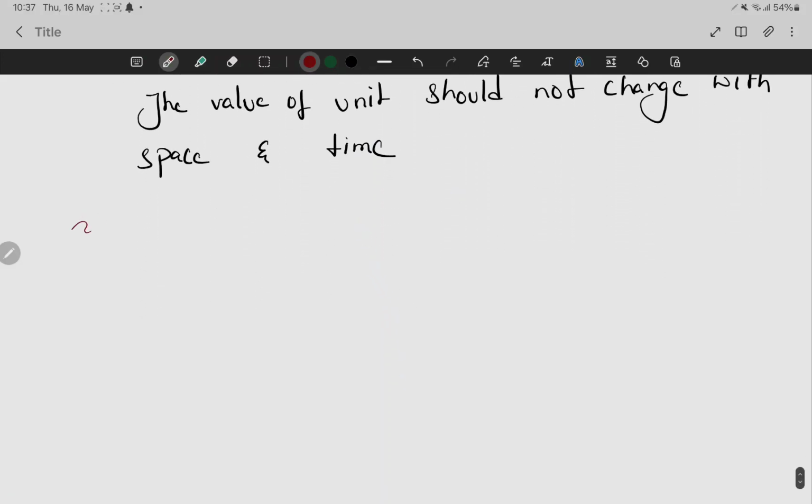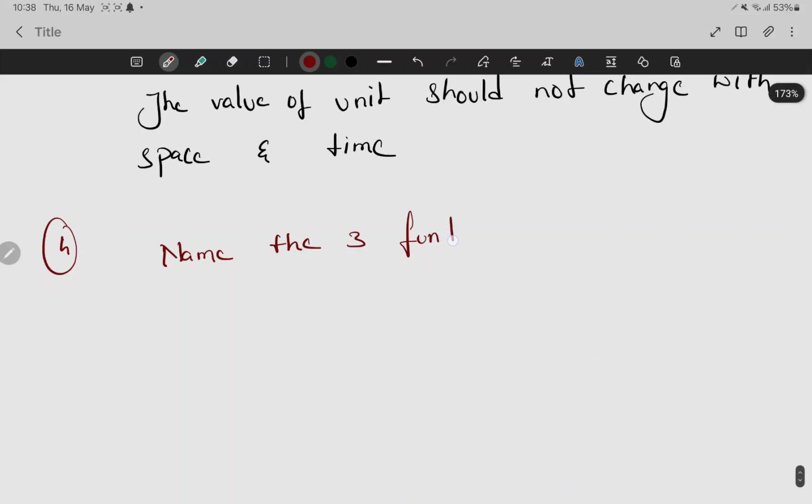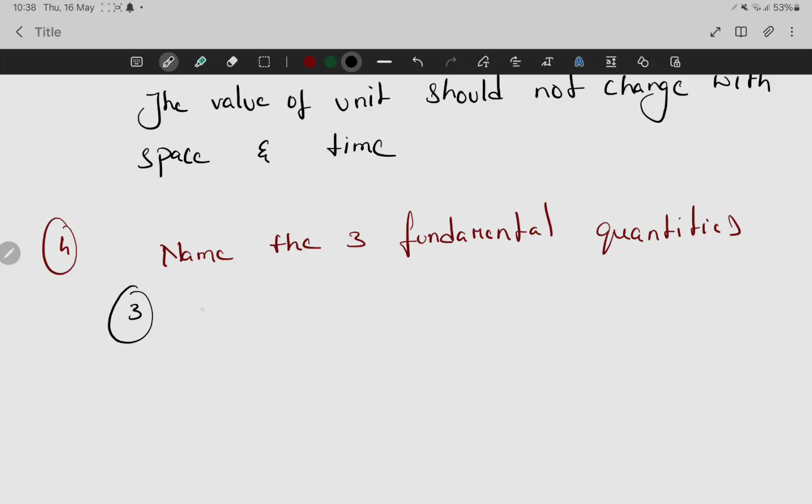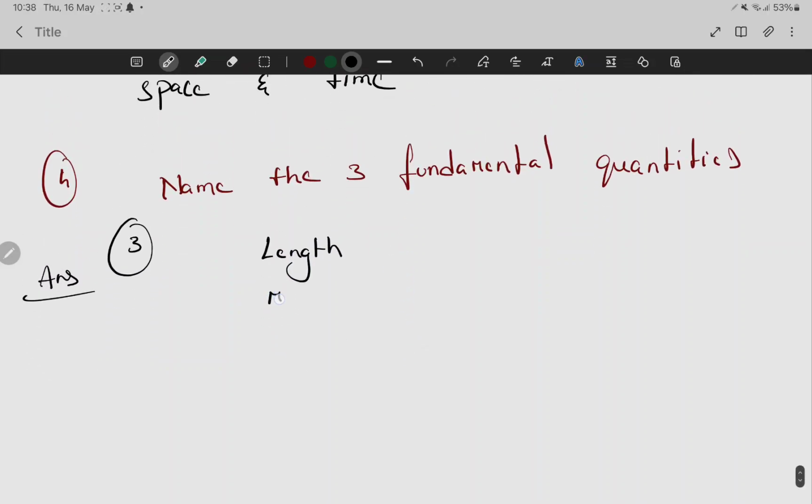Next question, fourth question. Name the three fundamental quantities. The three fundamental quantities are length, mass and time. Length, mass and time.